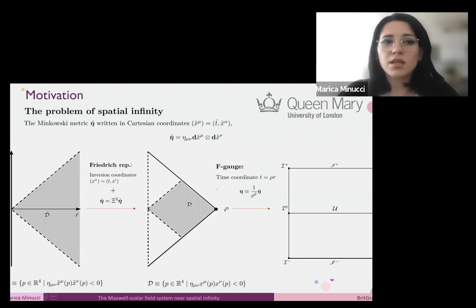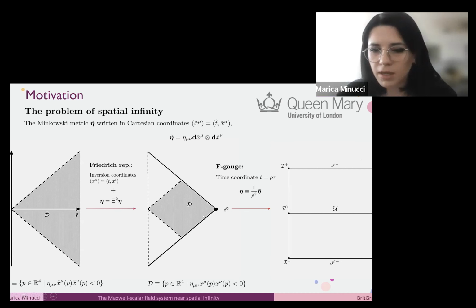In the standard representation of spatial infinity, we have the Minkowski metric, and spatial infinity is simply the area contained in this domain, which is the complement of the null cone via the origin. What we do is to use Friedrich's representation of spatial infinity. This means that we use some inversion coordinates together with the conformal rescaling, so that spatial infinity becomes the origin of the domain in the unphysical space-time.